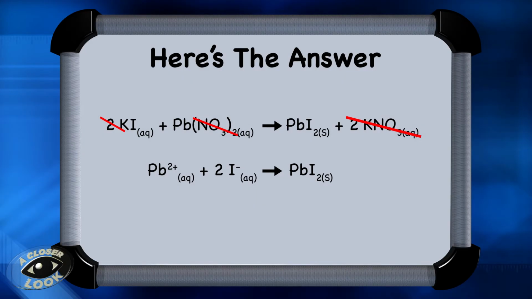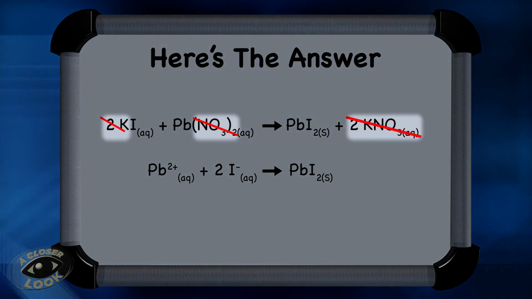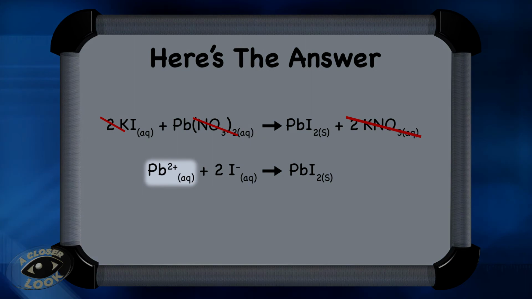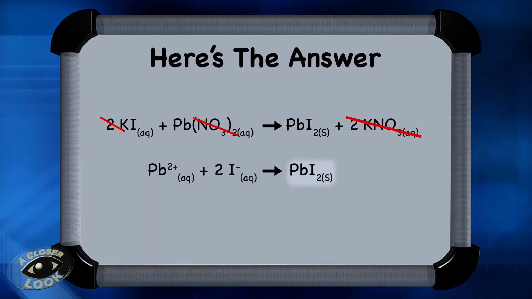Let's see if you got it right. To balance the equation, put a 2 in front of potassium iodide and a 2 in front of potassium nitrate. The spectator ions were potassium and nitrate, and so you eliminate those from both sides of the equation. And then, when you bring down the substances that are left, you see the net ionic equation, which shows that the aqueous lead-2 ion combined with 2 aqueous iodide ions to form the precipitate, lead-2 iodide. If you got that one, that's great work.